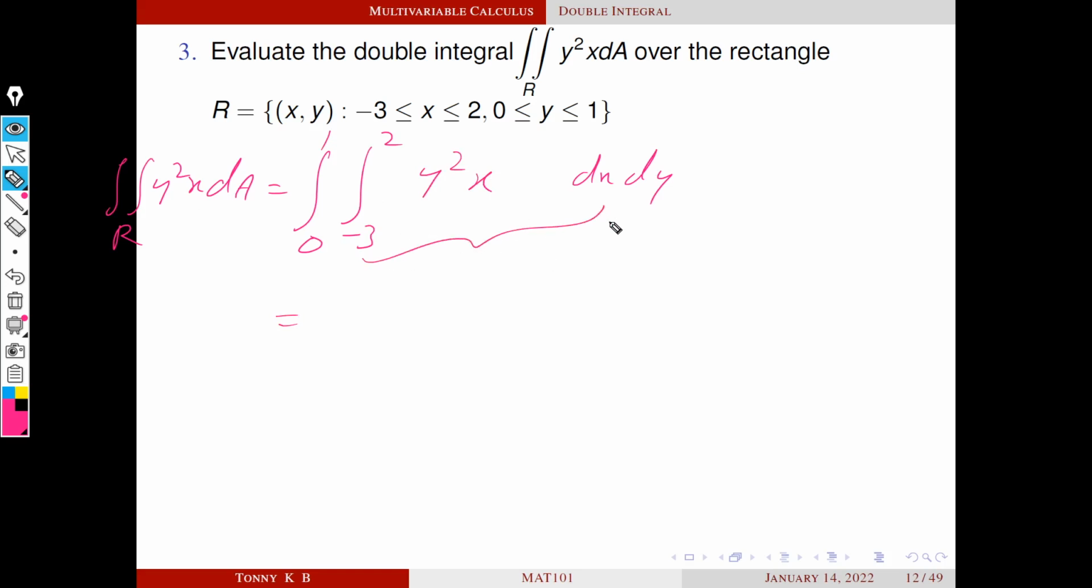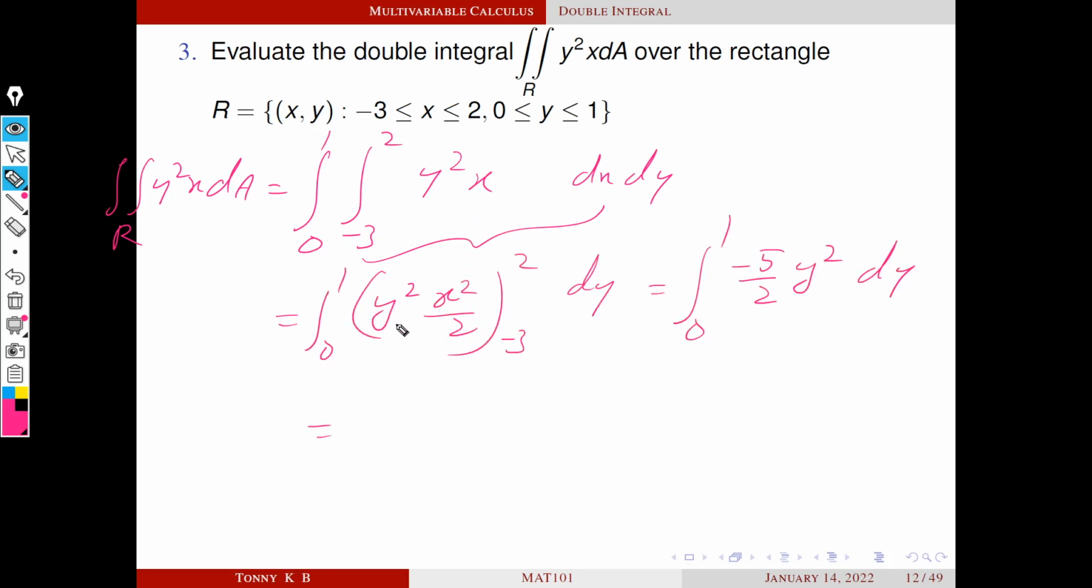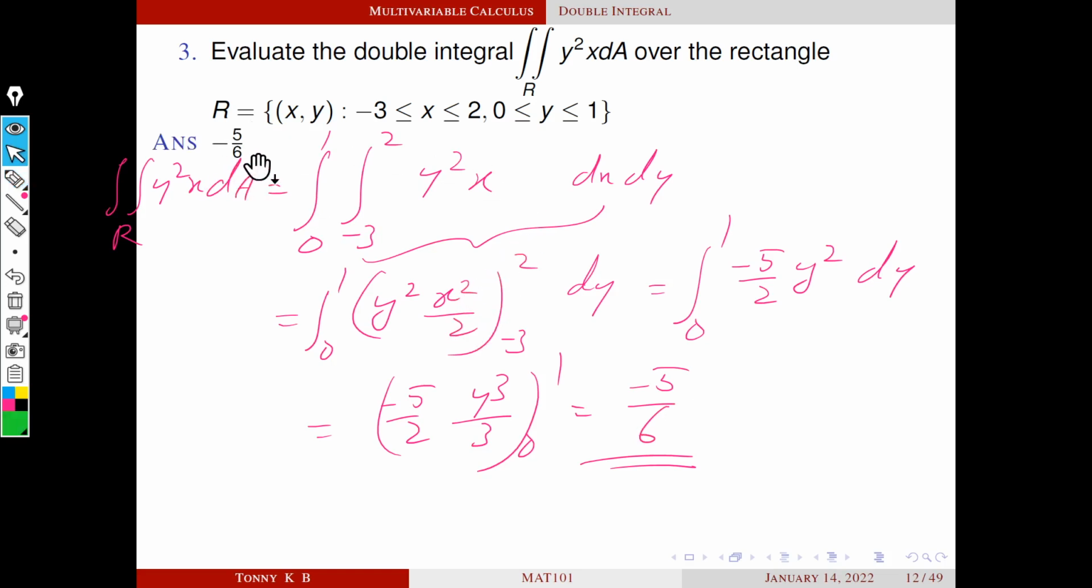First we integrate with respect to x, keeping y as a constant. This becomes y square into x square by 2, from minus 3 to 2. Substituting the upper and lower limits and simplifying, we get minus 5 by 2 y square dy. Next we integrate with respect to y. This becomes minus 5 by 2 into y cube by 3, with limits 0 to 1. Substituting the upper and lower limits, the value is minus 5 by 6. So here this double integration is negative. Yes, the answer is minus 5 by 6.